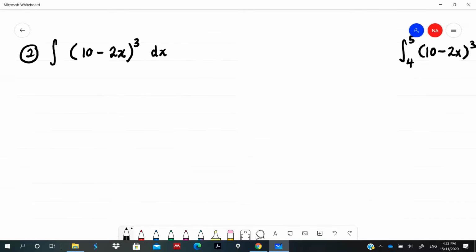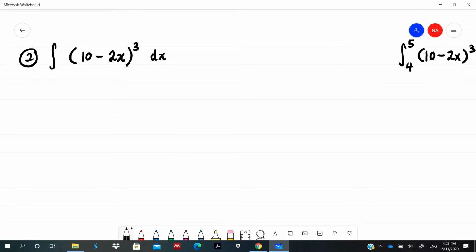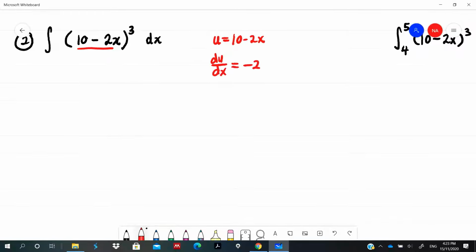Alright, so what if we have this type of function? It is very difficult for us to expand it to the power of 3. So what we could do is use u substitution. We'll just substitute u is equal to 10 minus 2x. So we differentiate this first. We'll get du over dx is negative 2. So du is given by negative 2 dx. So negative 2 dx is actually du. I want to make dx the subject, so of course I'll have du over negative 2.